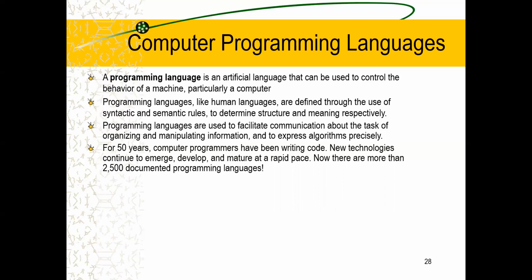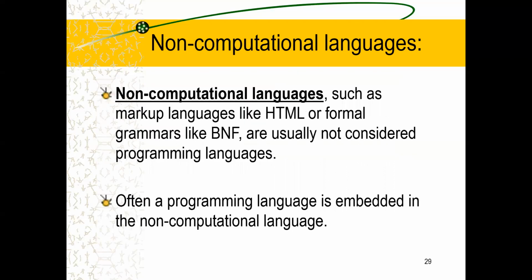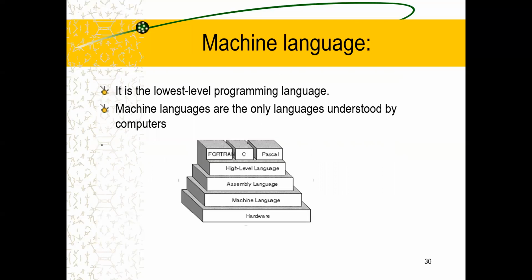Computer system programmers have been writing code. New technologies continue to emerge, develop, and mature at a rapid pace. Now there are more than 2,500 documented programming languages. Now, non-computational languages. HTML comes under the category of non-computational languages. Often a programming language is embedded in a non-computational language.